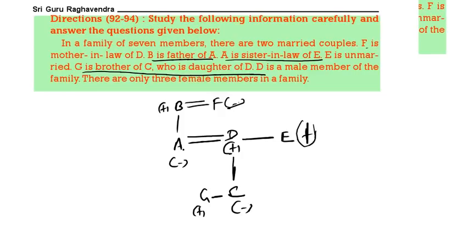See here, B and F. They are having one daughter, that is A. And A is married to D. D's brother is E. A and D are having 2 children, G and C. Now come to the questions.